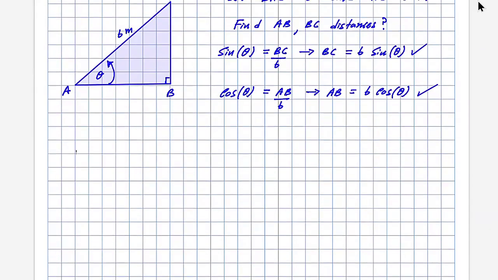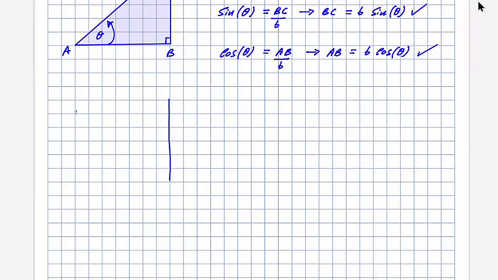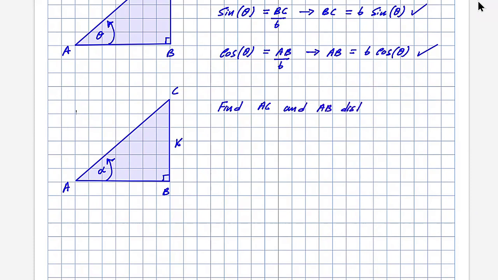Okay, let's think about another question, similar. So you have a right angle triangle. And then this is going to be alpha. I would say this is going to be K. Right? So A, B, C are the points over here. Now, all the details are here, right? So you have to find AC and AB distances.